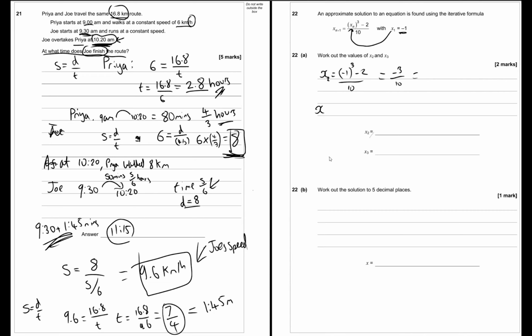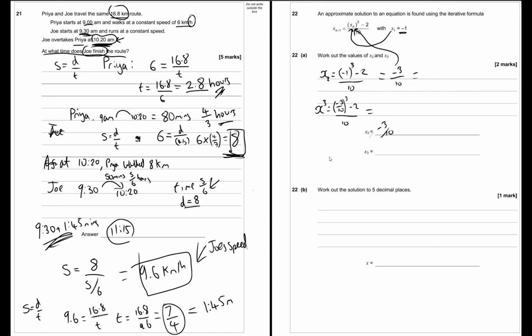Now to find x_3, let's write down x_2 first, so minus 3 over 10. x_3 is going to be equal to, we've got to substitute x_2 into here. So minus 3 over 10, all cubed, minus 2, over 10. Okay, put that into your calculator.